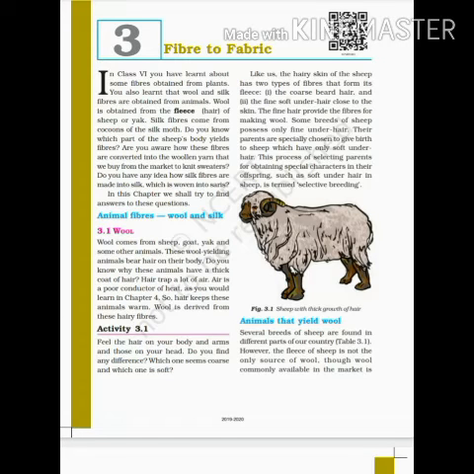Now let's talk about animal fibers like wool and silk. Out of these two animal fibers, wool comes from animals like sheep, goat, yak, etc., and silk comes from silkworms. Animal fibers are made up of protein. What is protein? Complex compounds that form a major part of the bodies of all animals.